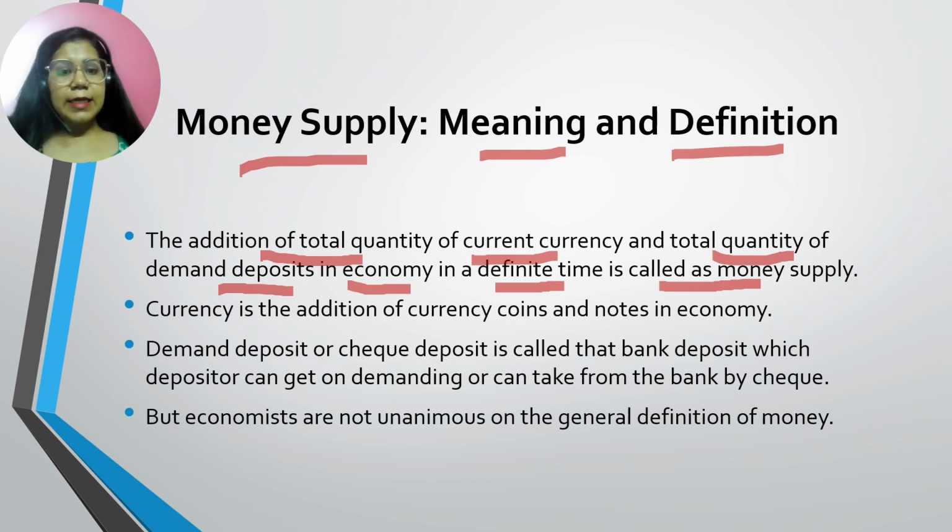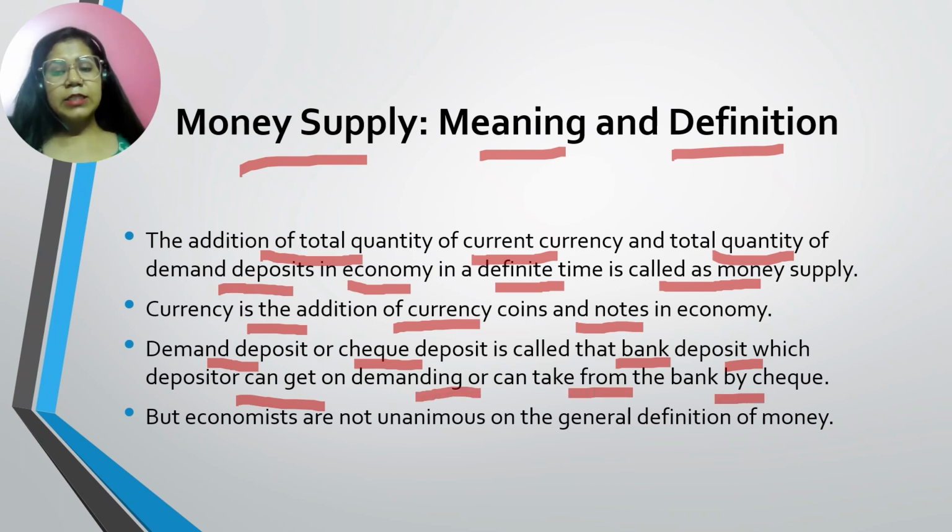Now, what is the currency? See, currency is the addition of currency coins and notes in an economy. What is the demand deposits, or it is also known as check deposits? It is called that bank deposits which depositor can get on demanding or can take from the bank by the check. So we know that we deposit our money in the bank regularly, and that money can be taken out by giving checks, or we can even take it from cash on demand. So that are our demand deposits or checkable deposits.